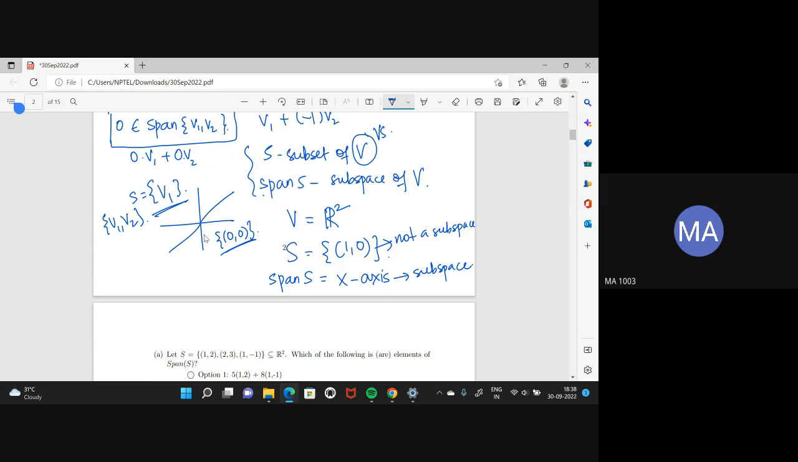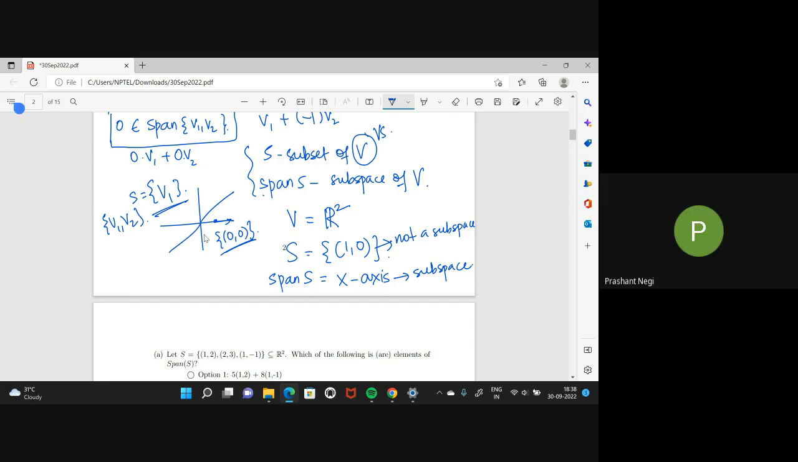Yes. If you add two elements from the x-axis, the output is also going to be an element of the x-axis, right? Yes. When you do scalar multiplication of an element in the x-axis, again it's going to be on the x-axis, right? Yes. So it is a subspace. So now is it clear that S is a subset, but the span is always going to be a subspace?